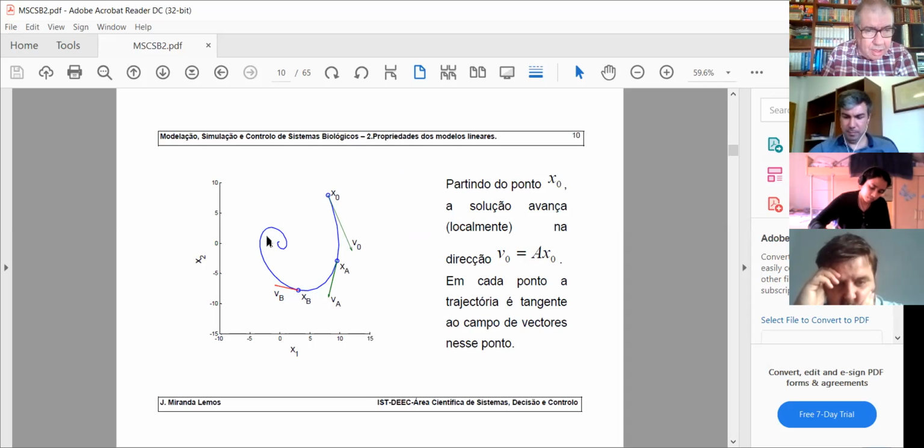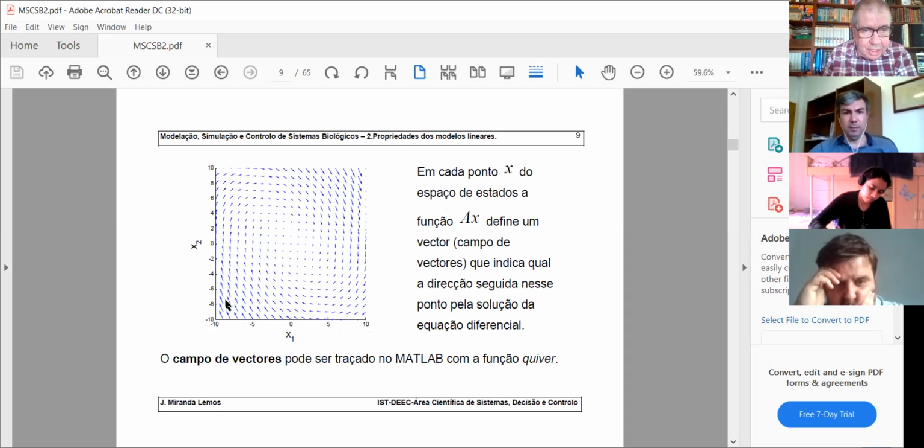Now, I'm inverting the order of the slides. Go to MATLAB, and in MATLAB you can compute this so-called vector field. At any point, you compute A times that point, and this defines the vector where you go. Suppose that you start here, you go in this direction, a little bit to the right and down.